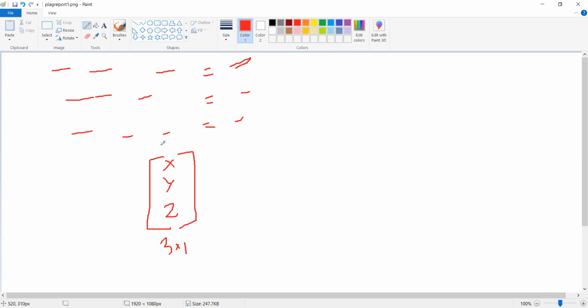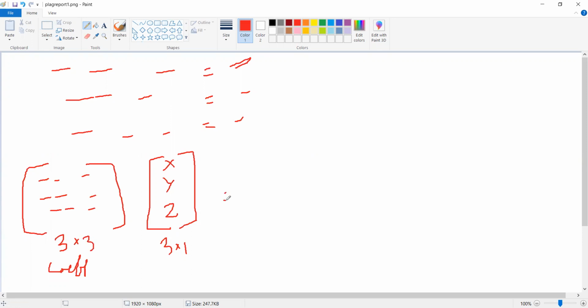Okay. So these are the unknown values, right? And then here, this will be a coefficient matrix. Coefficient of x, y, z, right? So you'll have coefficient of x, y, z, x, y, z, x, y, z. So this is your 3 into 3.